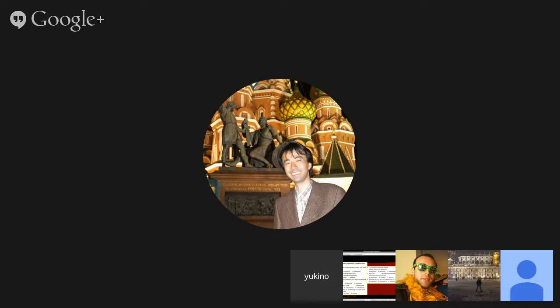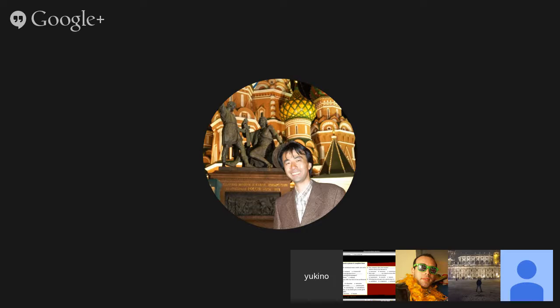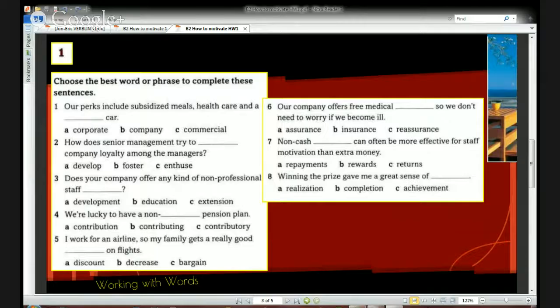Okay. Our perks include subsidized meals, healthcare, and company car. So, perks and a company car, right? It's got to be company because you wouldn't say commercial car and you wouldn't say corporate car. So company car means, and why is that a perk?